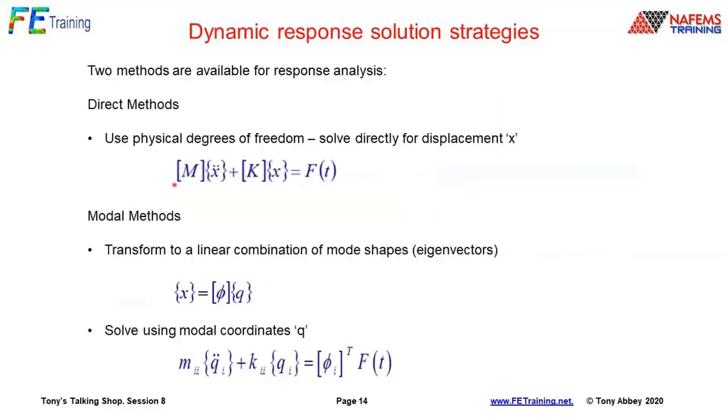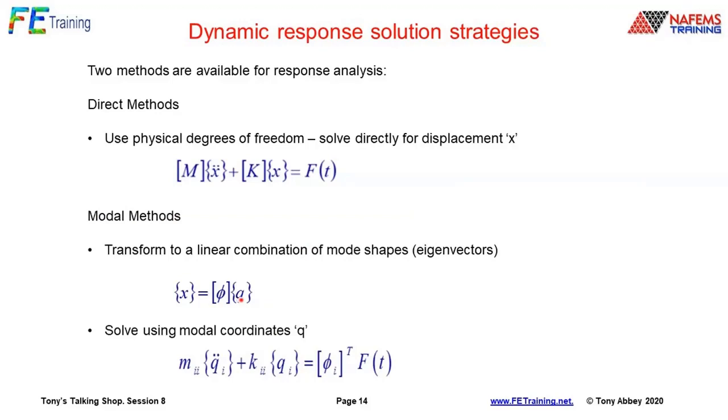So the other wrinkle in this is that we've got two methods for response analysis. We've got a direct method, where I've taken out the damping here, but basically we're just solving in terms of x, which is our physical degrees of freedom, the degrees of freedom we have in our model. So we're solving for, let's say, displacement, velocity, or acceleration through time. The modal method does something a little bit more subtle. It says, let's transform the physical degrees of freedom into these modal coordinates.